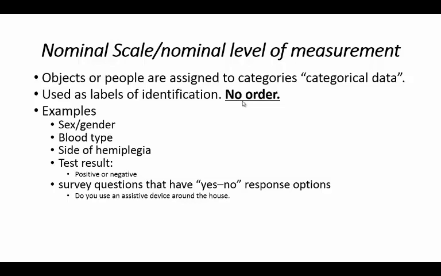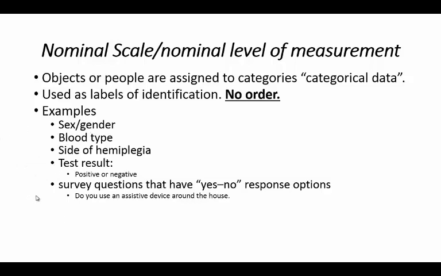So males and females, we can talk about this forever, but I'm going to keep it short. There is no hierarchy, there is no order. They are either males or females, they are equal. Blood type, again, type O, type A, type B. There is no hierarchy. I cannot say that type O is higher than type B or higher than type A.